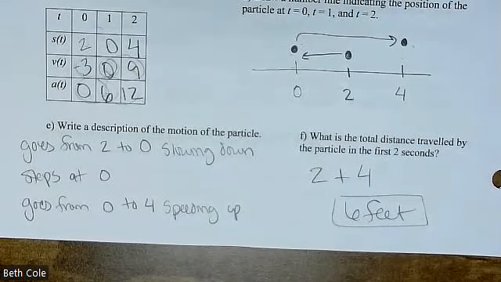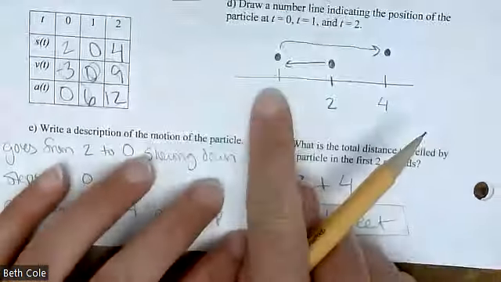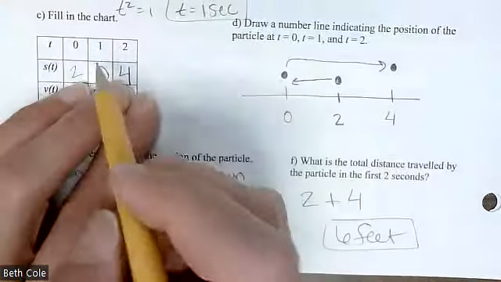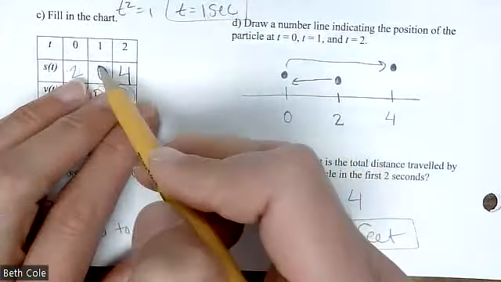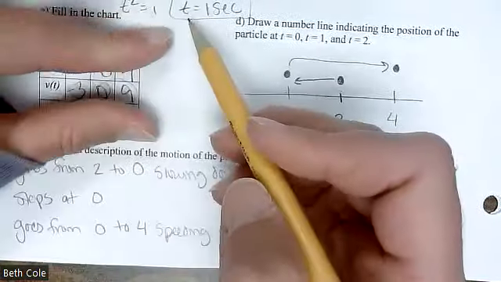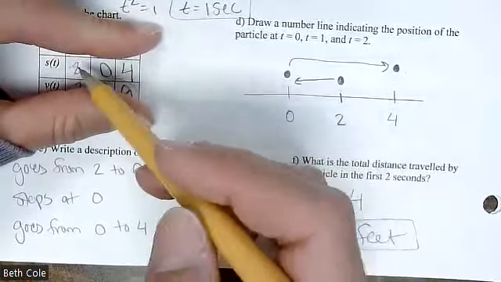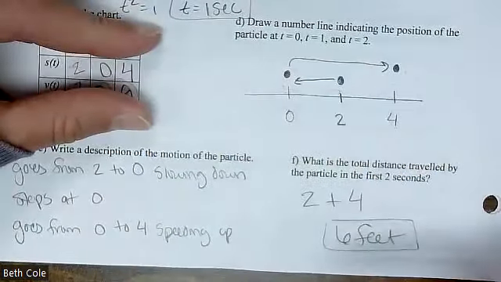Section 2, draw the number line. How did I know where to draw this? I just looked at the positions. It started at 2, so I put it at 2. It went to 0, so I put it at 0. Yeah, I actually didn't even really look at any other numbers besides 2, 0, and 4.